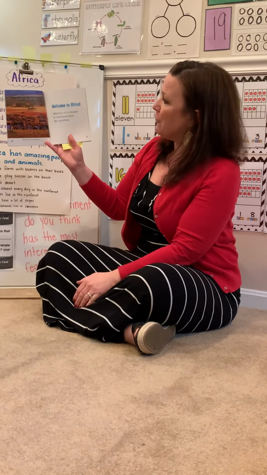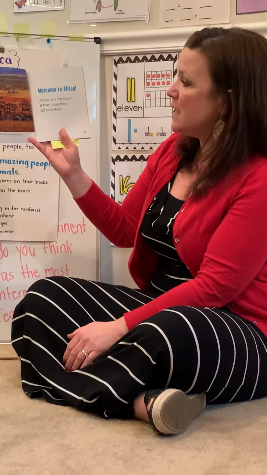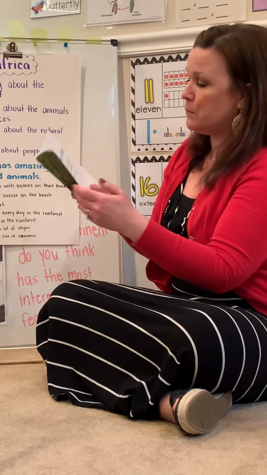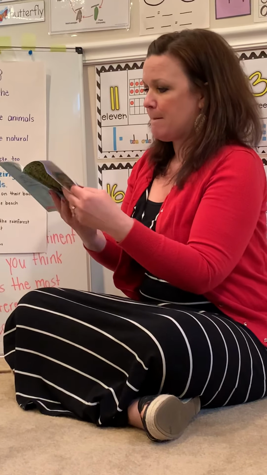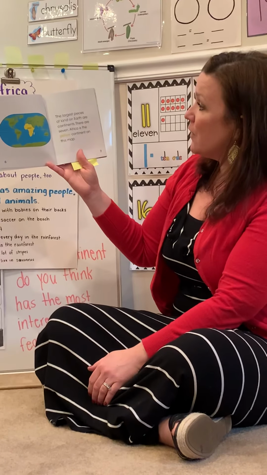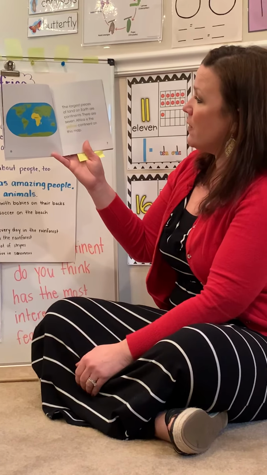Welcome to Africa. Africa is a continent. It has more than 50 countries. Here, buffalo drink at a watering hole. The largest pieces of land on Earth are continents. There are 7. Africa is the yellow continent on this map.